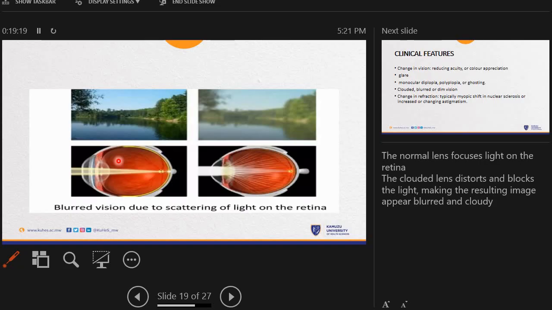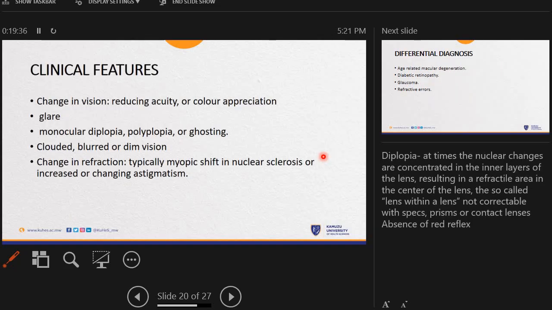So when you have a lens that has a cataract, you won't be able to see images clearly, because there's a scattering of light as the light enters the lens, so your image will be very blurry. And the other clinical features, apart from reduced visual acuity, you can also have reduced color appreciation. You can also be seeing glare, especially when there are bright lights at night, so you see multiple flashes of light, and it's very hard to drive.